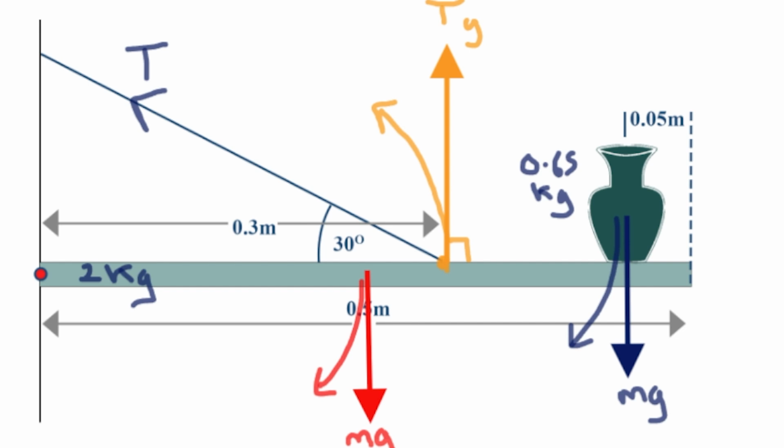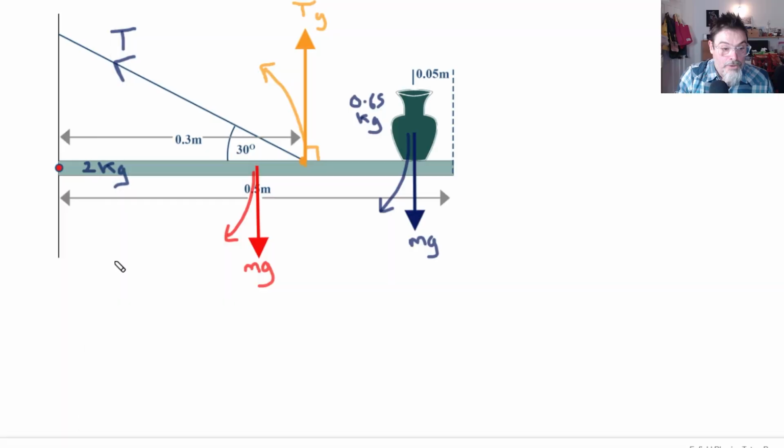So let's go ahead and put some numbers onto these now. We always know, of course, that the moment is going to be force times perpendicular distance. So let's do the shelf first. For that we're going to have the mass times g for the shelf, which is 2 times 9.81 times the distance, which is 0.25 meters.